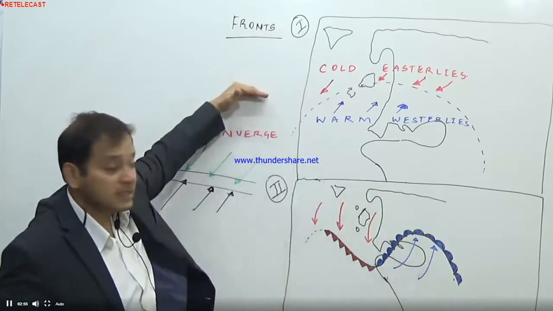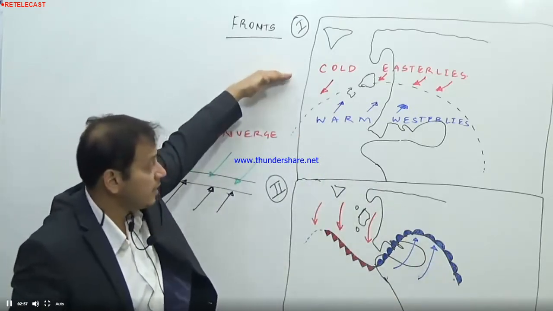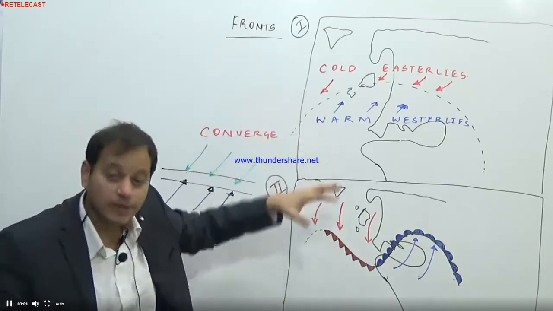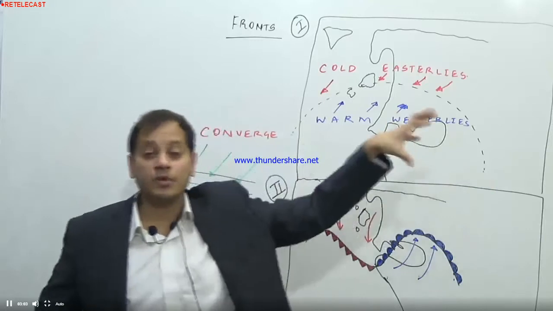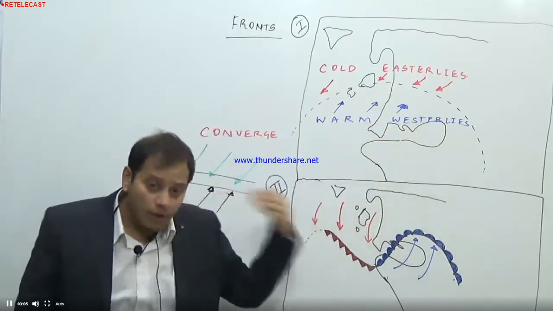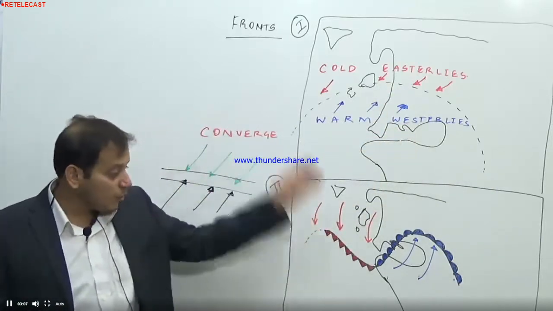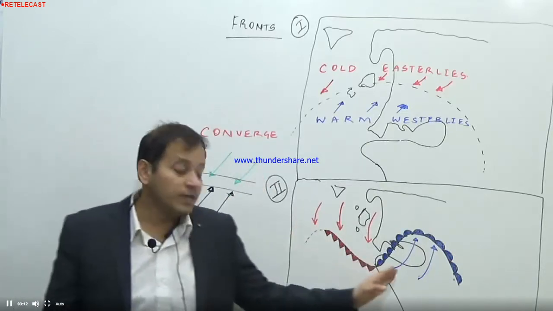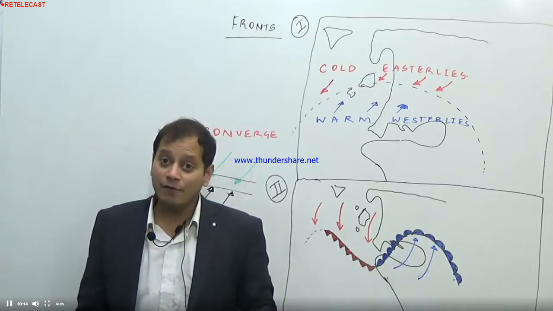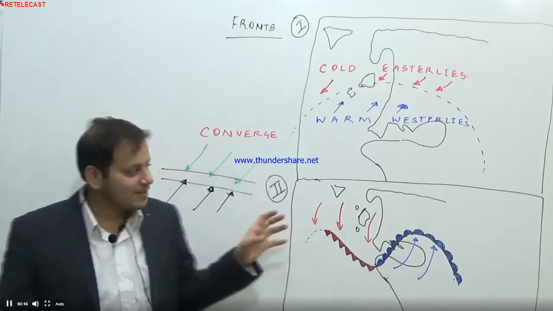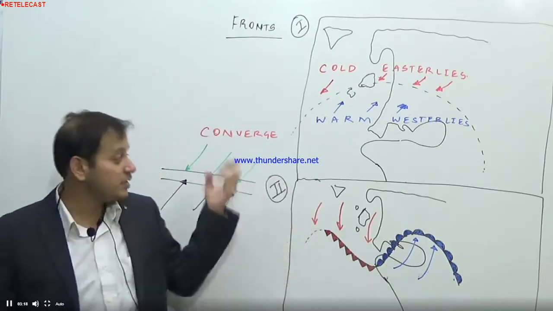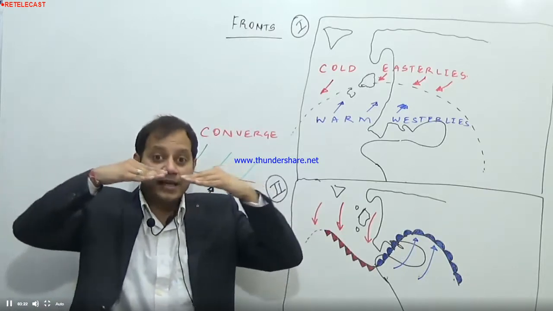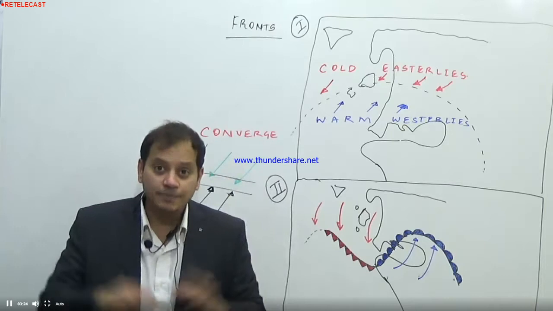So initially we can see in the diagram the cold easterly is coming and the warm westerly is coming from the northern and the southern side respectively, because I have shown you in the diagram only the northern hemisphere. Over a period of time, the cold wind tries to penetrate the areas of warm air, while the warm wind will try to penetrate the area of cold air. As a result, there is convergence or collision. That means these two winds will come face to face and they will try to penetrate each other's area.